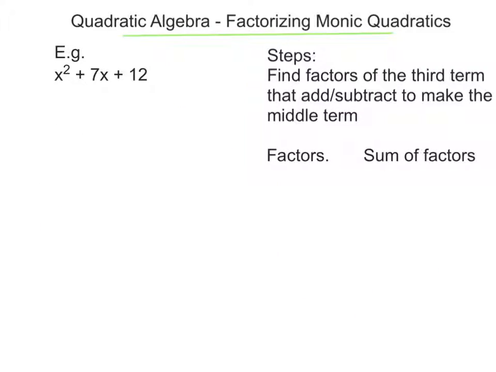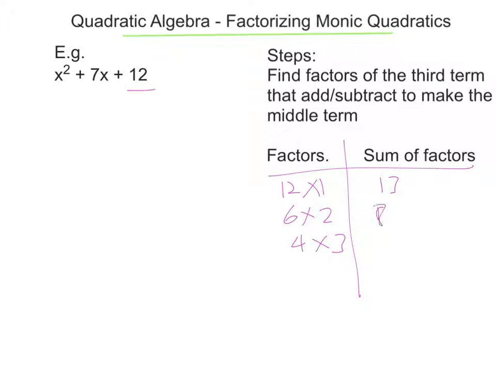In this next example, I'm going to do the same thing. So let's look over here. Factors of 12 can be 12 times 1, 6 times 2, 4 times 3. If I add 12 and 1 together, I get 13. If I add 6 and 2, I get 8. But if I add 4 and 3, I get 7. So 4 and 3 are the ones I'm looking for. So this becomes x plus 4, x plus 3. And you can check that by expansion and you'll see that it's the same as the original expression.